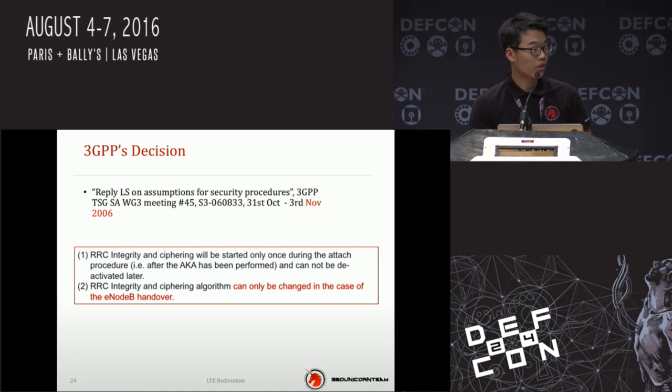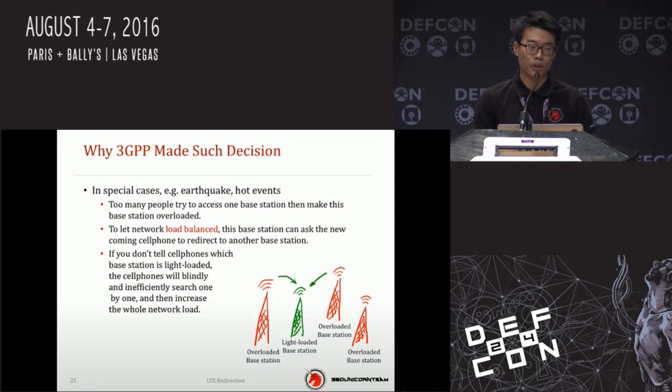And here is a question: why did they do this? Because in some special cases, such as an earthquake or during hot events, there will be too many cell phones trying to access just one base station. This base station will be overloaded. So to let the network load be balanced, this base station can ask the newly arriving cell phone to redirect to another base station.